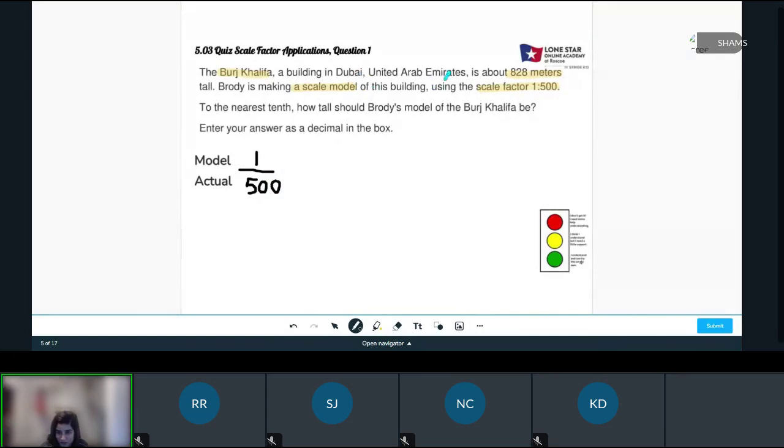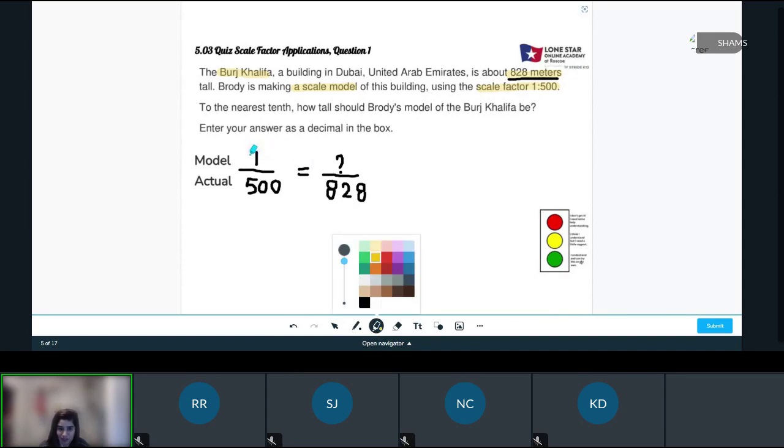Now the building itself is 828 meters. This is the actual height. 828 is the actual height of this really tall building. You will have to figure out how much is going to be the height of Birdie's model if he uses the ratio of 1 to 500 so that he can create a model for this building. Again, notice the numbers are not compatible. We can do cross product.